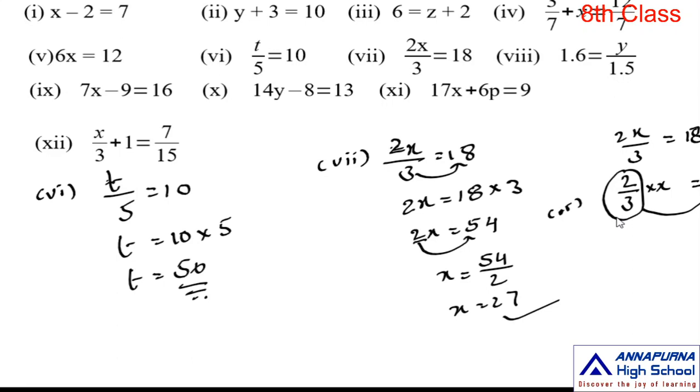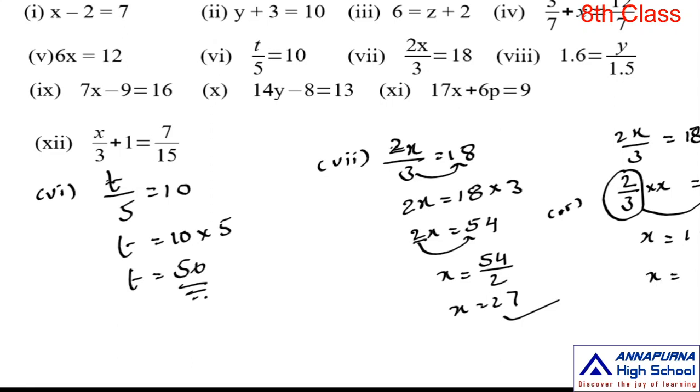This 2 by 3 is also a constant, it is also a numerical factor. So when you transpose this numerical factor to the right side, what happens? That numerical factor divides the right side part. On the right side, what do we have? 18 divided by 2 by 3. 2 by 3 is multiplied by x, so when you transpose it to the right side, it divides. So 18 divided by 2 by 3.